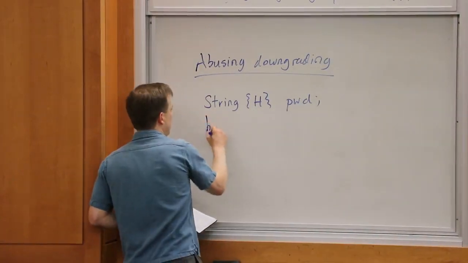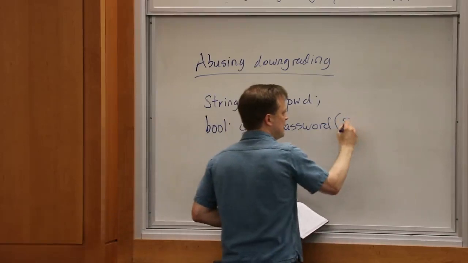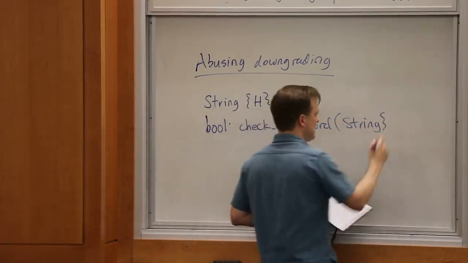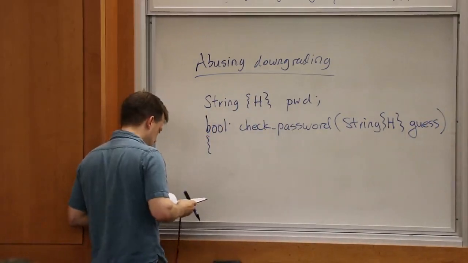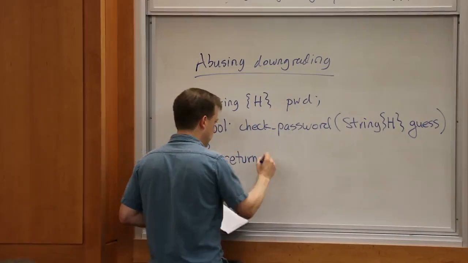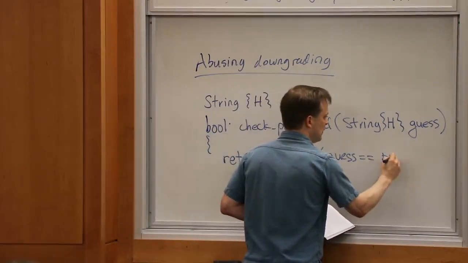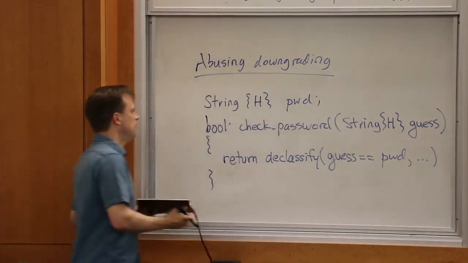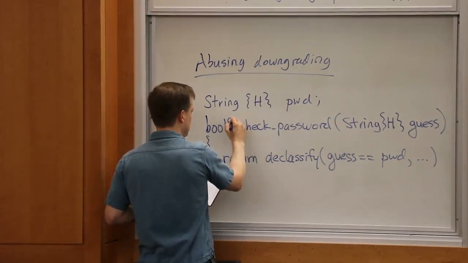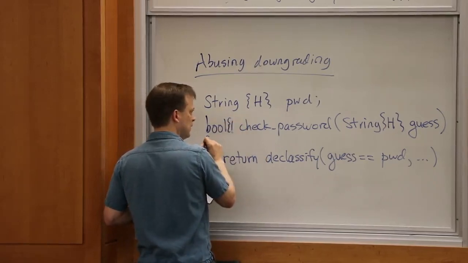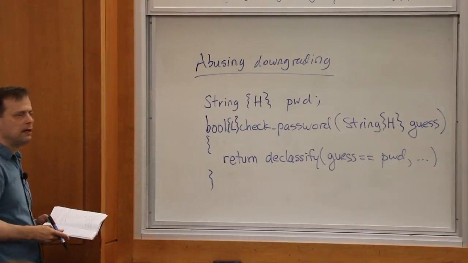Okay, and then we're going to write a check password routine. And it takes in a guess. And let's say that the guess is also labeled H. And then let's do the code that we had before. We'll return the declassification of whether the guess is equal to the password. Okay, and we're returning this as, let's see, let's suppose we're just going to return it as L. Okay?